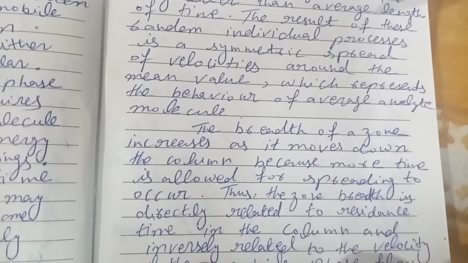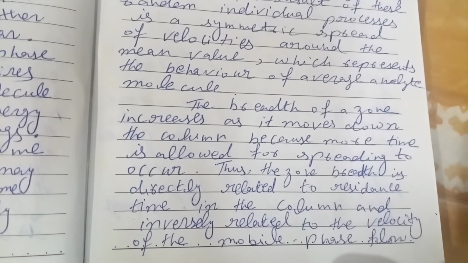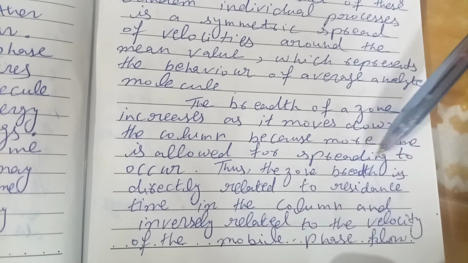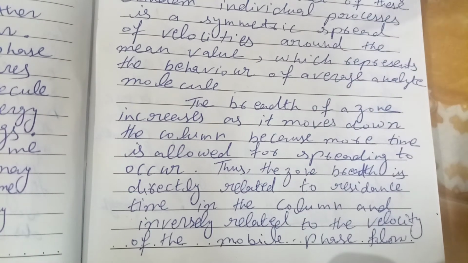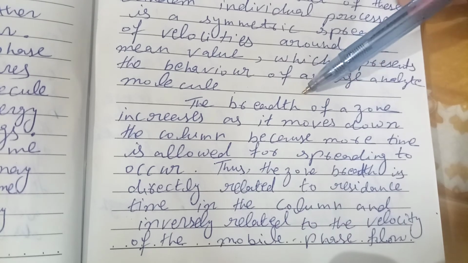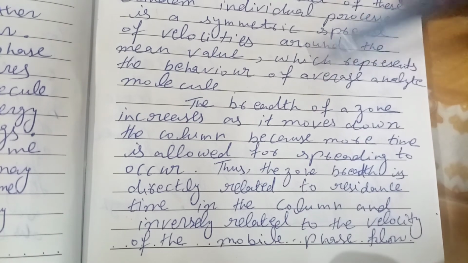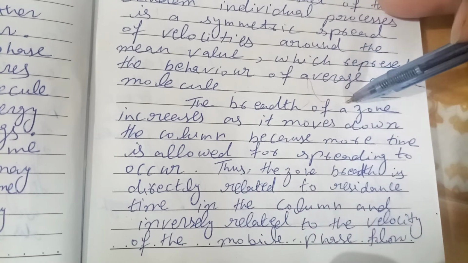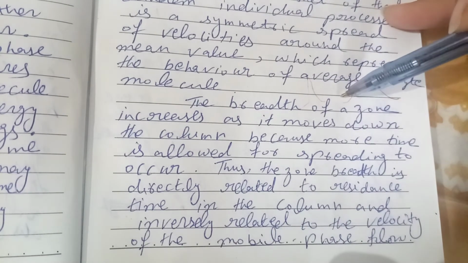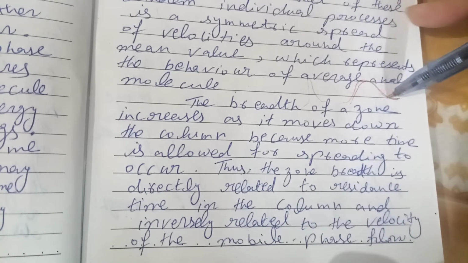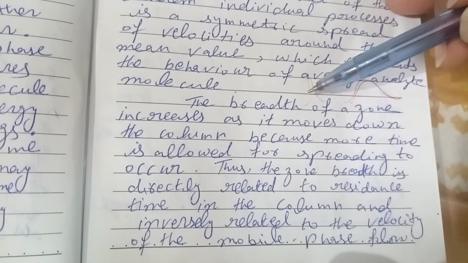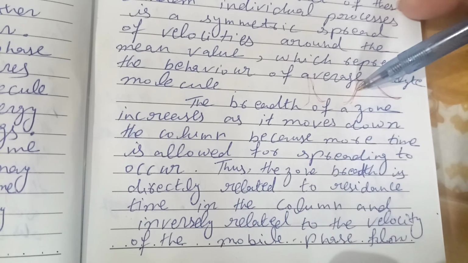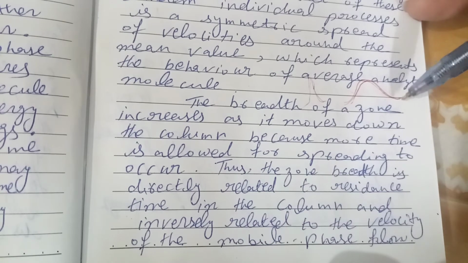The breadth of a zone increases as it moves down the column because more time is allowed for spreading to occur. Breadth increases when it moves down the column. If it has narrow breadth, then it means less time is required. When it has more breadth, then it means it has more residence time in the column. Understand? Narrow breadth means it has little residence time, and broader breadth means it has more residence time.